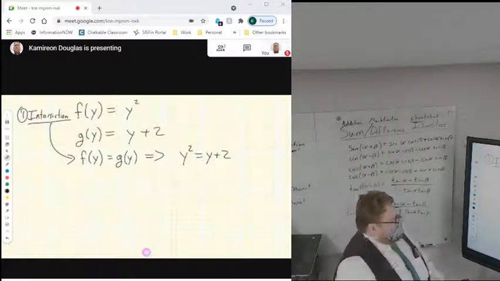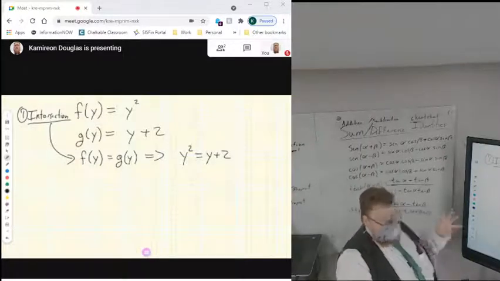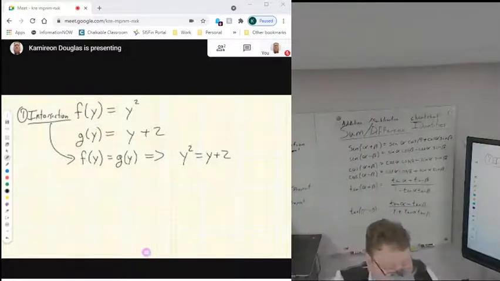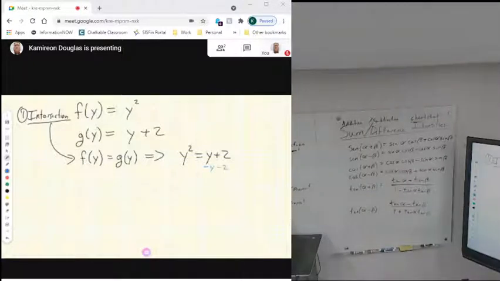Okay, algebra hats on. Y squared equals y plus 2. How do I get a solution for y? Square rooting will make it worse, unfortunately, because my goal is to get all the y's together. I'd subtract both pieces. Oh, I see. And then it becomes quadratic. Yep, and then it becomes quadratic.